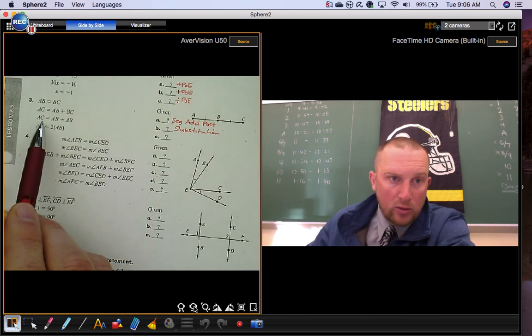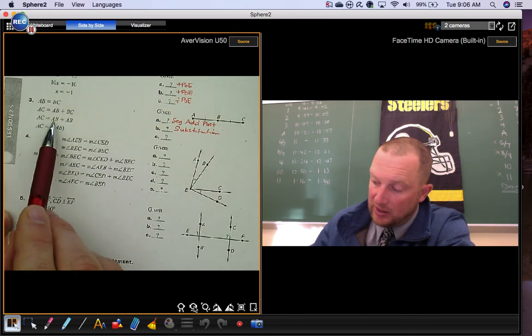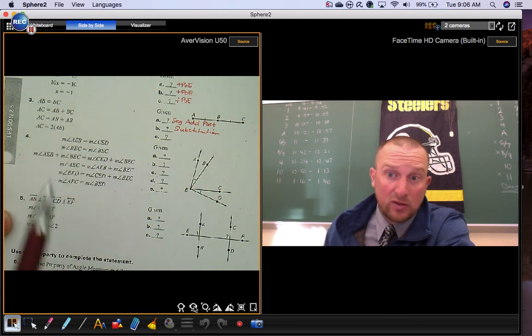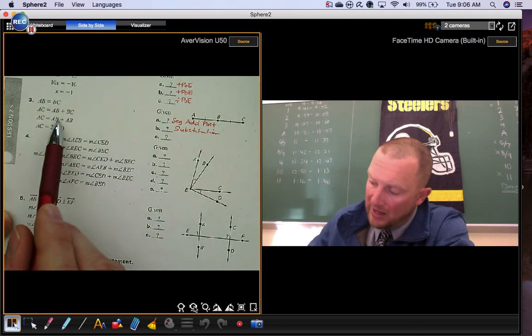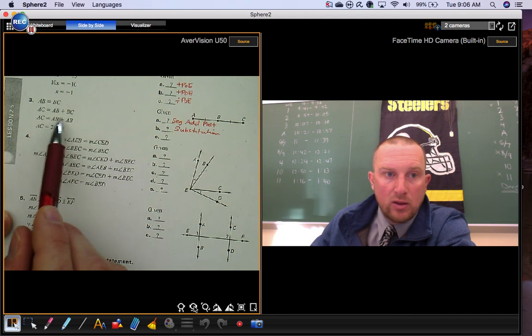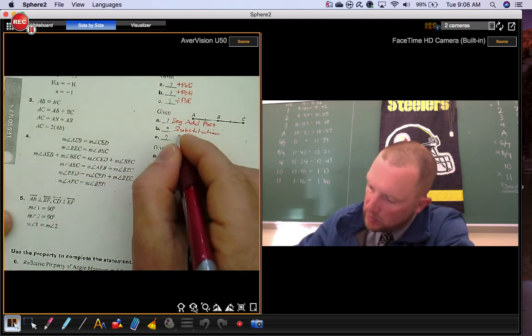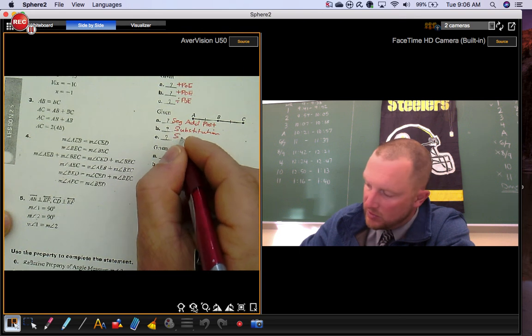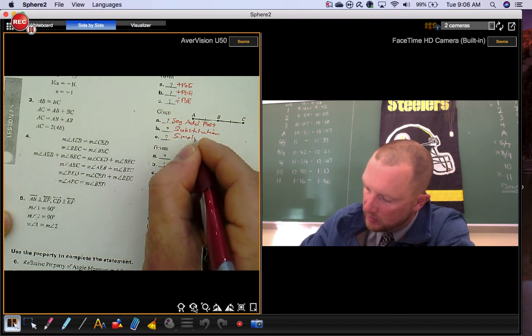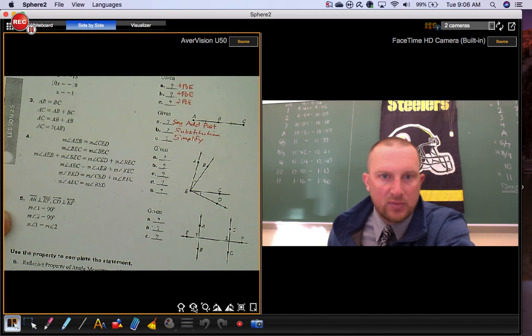So now we know that the distance from A to C is really just the distance from A to B plus the distance from A to B. And we can kind of clean that up over there. There's two of these distances from A to B. So really you just combine the like terms there or simplify. It's up to you how you want to write it.